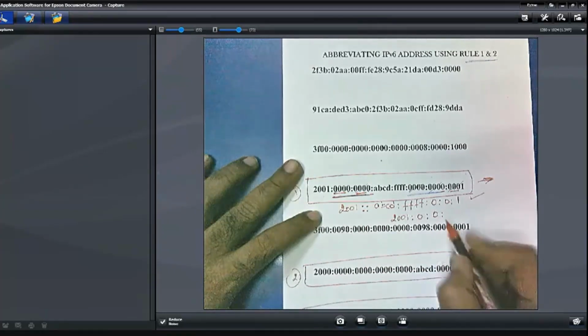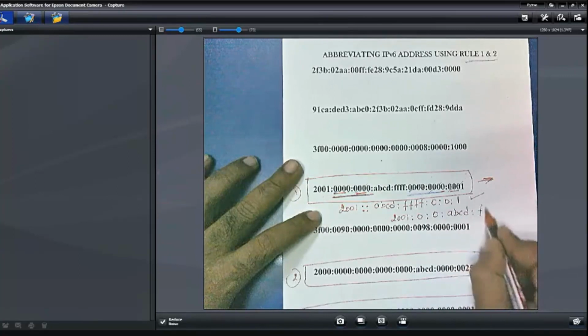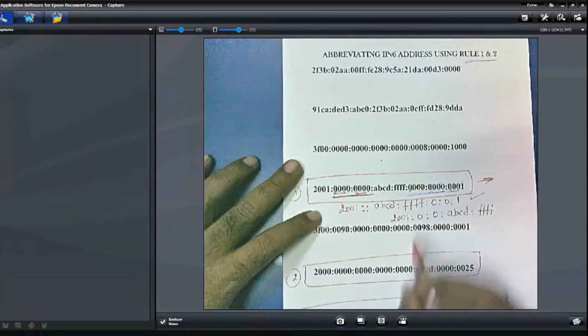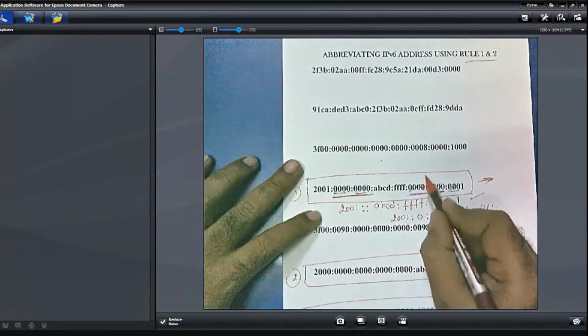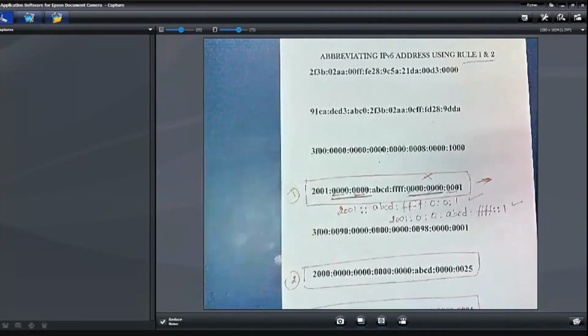Then I'm going for A, B, C, D. Then F. Then these continuous blocks I'm going to remove. Okay, I'm going to remove these continuous blocks. So double colon 1. This is also correct.